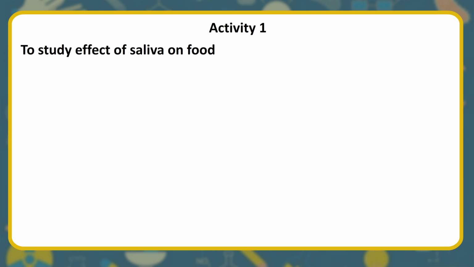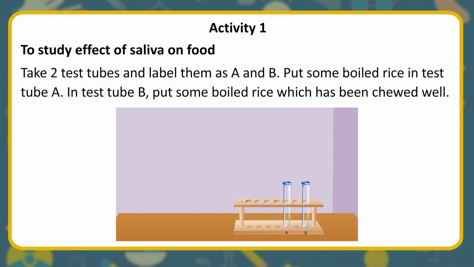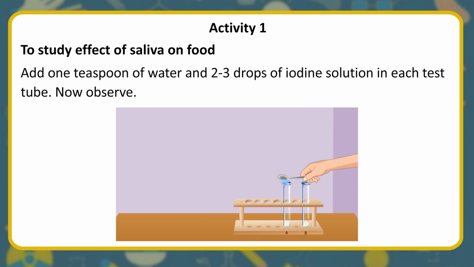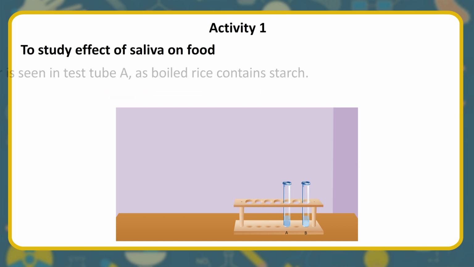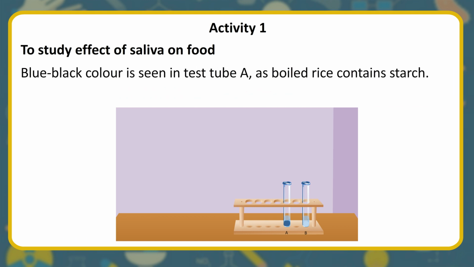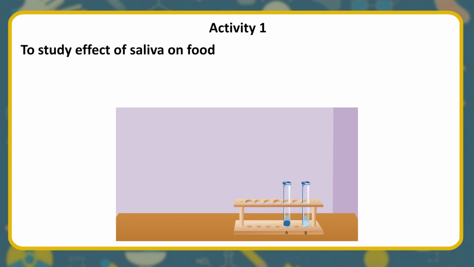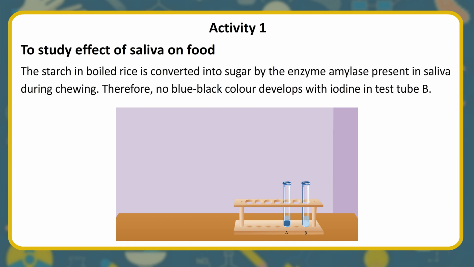Activity: to study the effect of saliva on food. Take 2 test tubes and label them A and B. Put some boiled rice in test tube A. In test tube B, put some boiled rice which has been chewed well. Add 1 teaspoon of water and 2-3 drops of iodine solution in each test tube. Now observe. Blue-black color is seen in test tube A, as boiled rice contains starch. The starch in boiled rice is converted into sugar by the enzyme amylase present in saliva during chewing. Therefore, no blue-black color develops with iodine in test tube B.